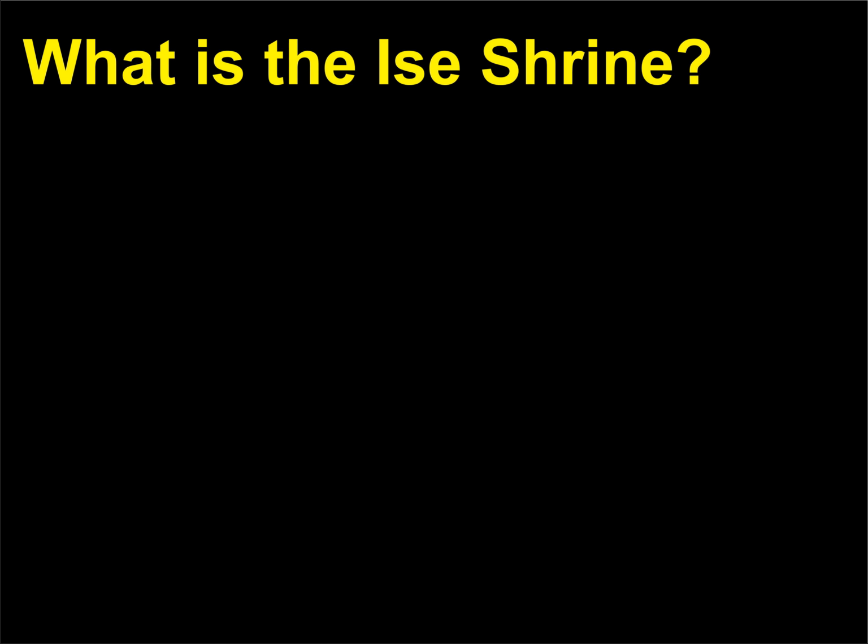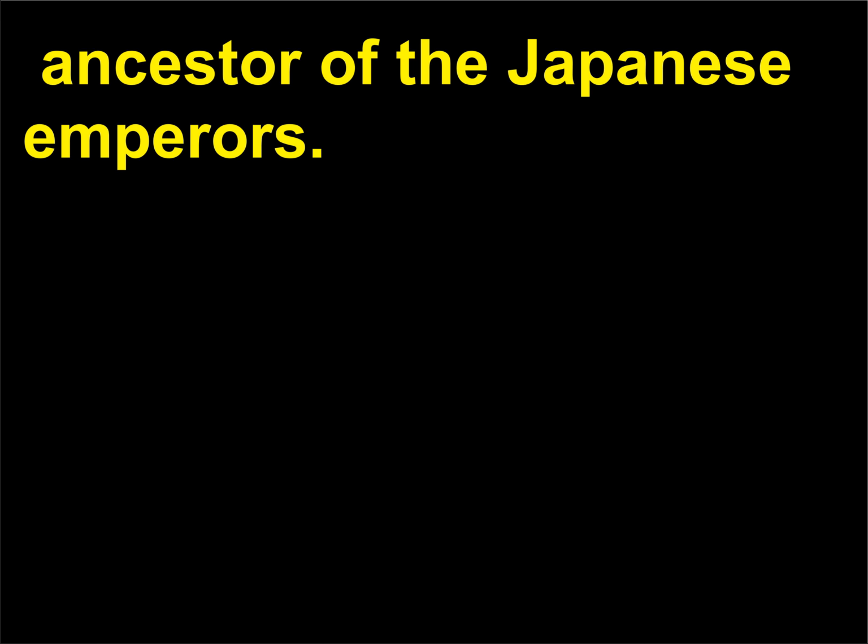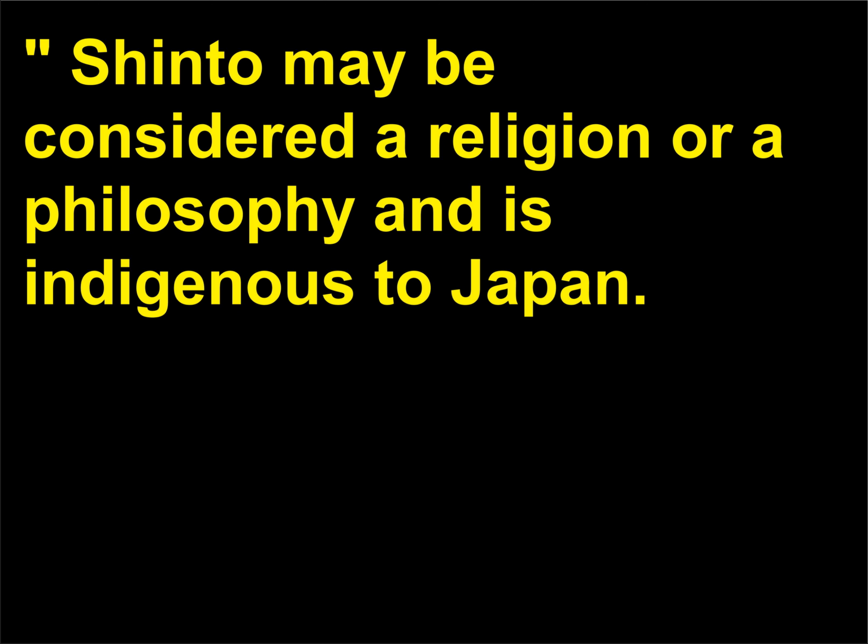What is the Ise shrine? The Ise shrine is an important Shinto complex in Japan dedicated to the goddess Amaterasu, ancestor of the Japanese emperors. Shinto, known as the Way of the Gods, may be considered a religion or a philosophy and is indigenous to Japan.